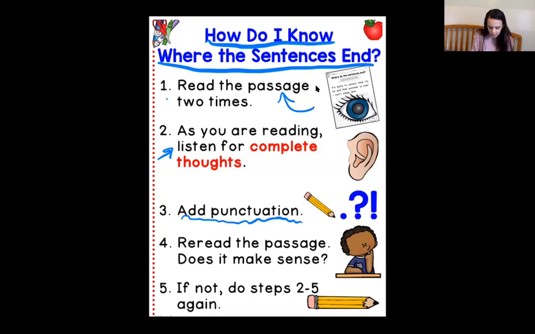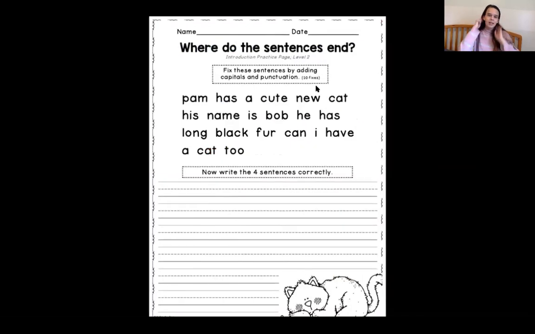I'm on number 4. After you add the punctuation, you're going to reread the passage. Now, does it make sense? And if it does not make sense, you're going to go back up to number 2, and you're going to start again and make it make sense with your punctuation, okay, friends? Good. All right, here's some practice for us to do together.